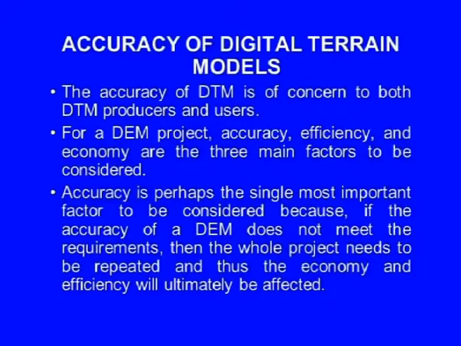Having had a look at this, now let us look at the accuracy of the digital terrain models. The accuracy of a DTM is of concern to both DTM producers and users. For a DEM project, accuracy, efficiency and economy are the three main factors to be considered. Accuracy is perhaps the single most important factor, because if the accuracy of a DEM does not meet the requirements, then the whole project needs to be repeated, and thus the economy and the efficiency will ultimately be affected.